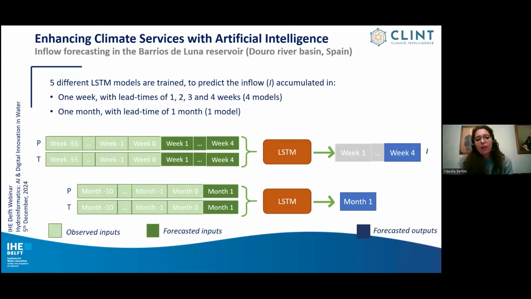1, 2, 3, and 4 weeks ahead. And the other one, the 5th model, is forecasting the accumulated inflow of the next 28 days. What we see here is that we use a combination of the observed and forecasted input. We merge them as if they were only one time series, which is a bit uncommon for the LSTM, and we feed it into our model, and then we obtain our forecast.